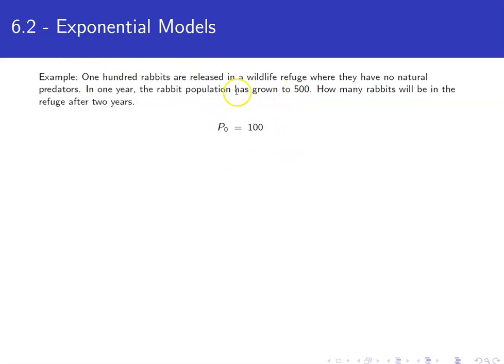Well, initially we had 100 rabbits, so that tells us our P naught is 100. When we put 1 into our model, we're supposed to get 500 out. We're told that there are 500 rabbits a year later. Our exponential model was P naught a to the t. We need to figure out what a is. We know that P naught is 100 and t is 1, so we can solve for a. We get a is 5. So our model now looks like 100 times 5 to the t. It asks how many will be in the refuge after 2 years. Well, we can plug in 2 for t. We get 100 times 5 squared, or 2,500 rabbits.